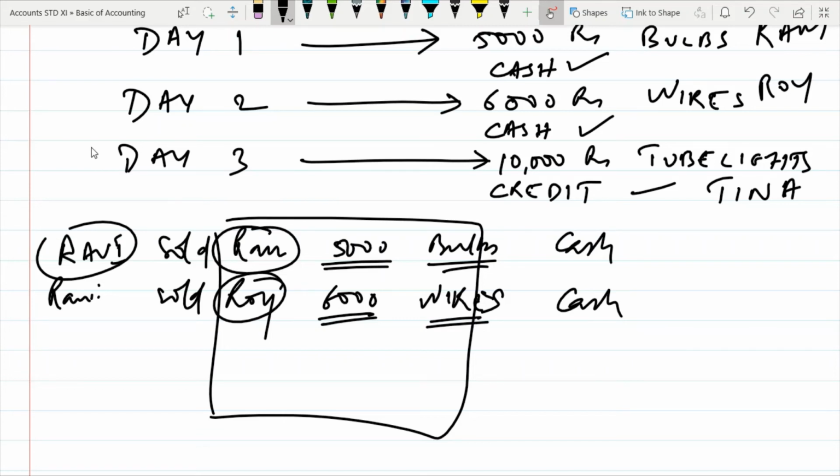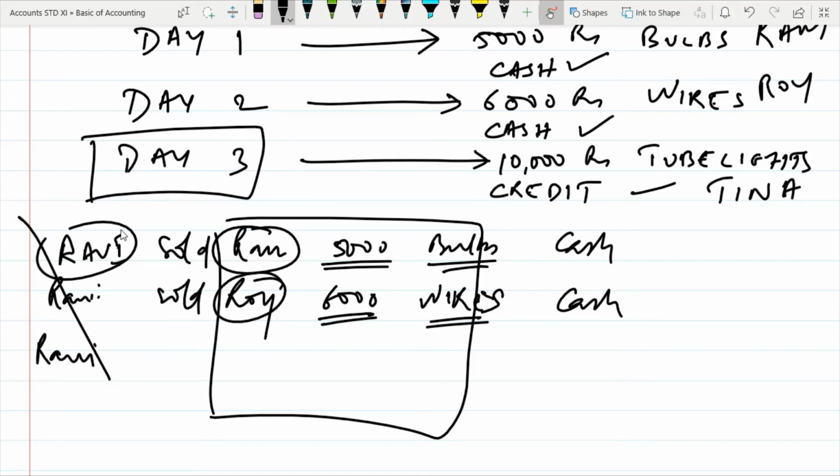But if you look on day 3 again, do you have to mention that it is Ravi? Now Ravi is you yourself, right? So you don't have to keep mentioning this. So remember one thing: in your own books you never write your own name. You never write the name of your company. Obviously I'm not talking about the accountant's name, but you do not write the name of the company. So suppose your company's name is ABC, you don't say ABC company sold to Ram. In this case you will not say ABC company sold to Roy.